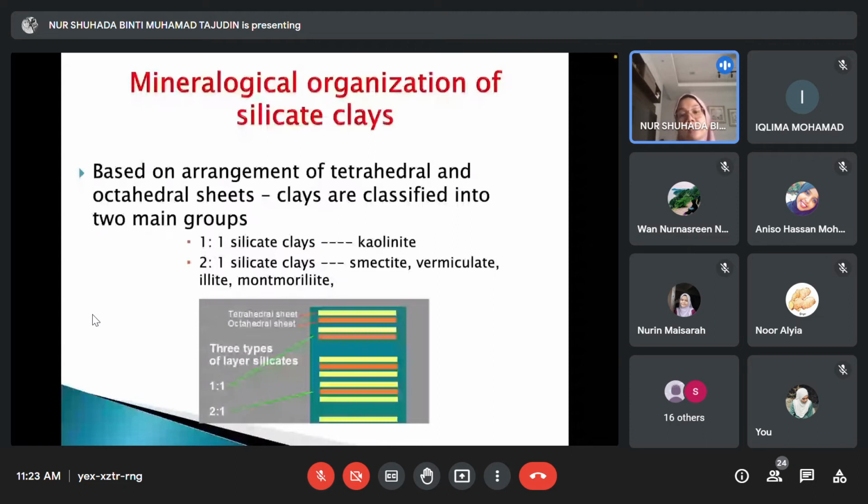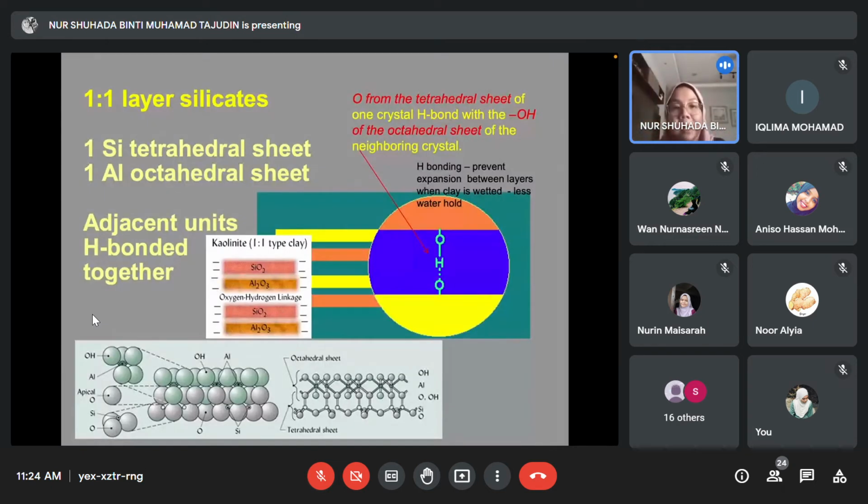Okay, so if it's 1-to-1 silicate clay, the example is what we name kaolinite. 2-to-1 silicate clay is smectite, vermiculite, illite, and montmorillonite. We will go into details. So what is 1-to-1 silicate clay? Just now I mentioned the name is usually kaolinite. This type of clay has layers with one tetrahedral at the upper part and one octahedral at the lower part. Then they continue back with tetrahedral, meaning that one stack has one tetra, one octa.